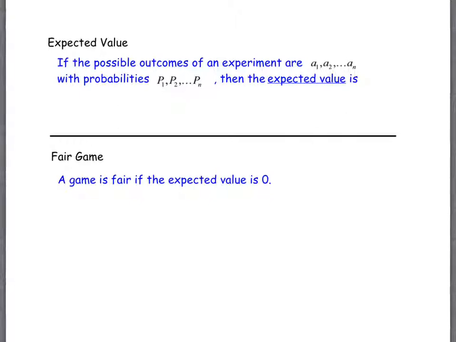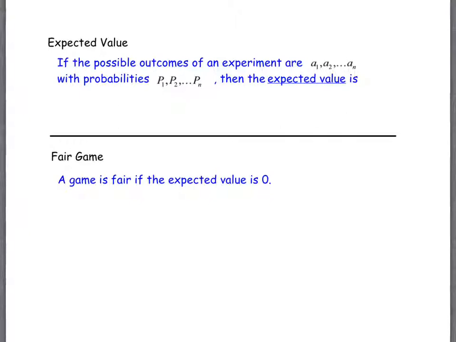However, expected value is used to talk about how you decide how much somebody pays to play a game. That's what it's usually used for, the expected value of some kind of a game situation. So we're talking about lotteries and gambling. This is what's used. So let me show you how this works.